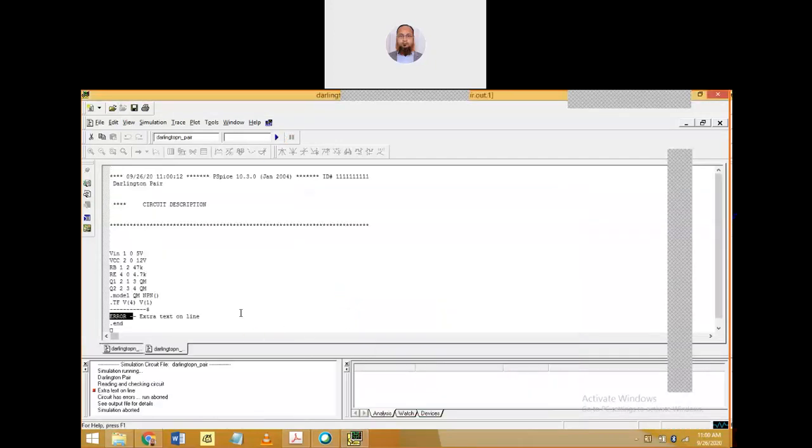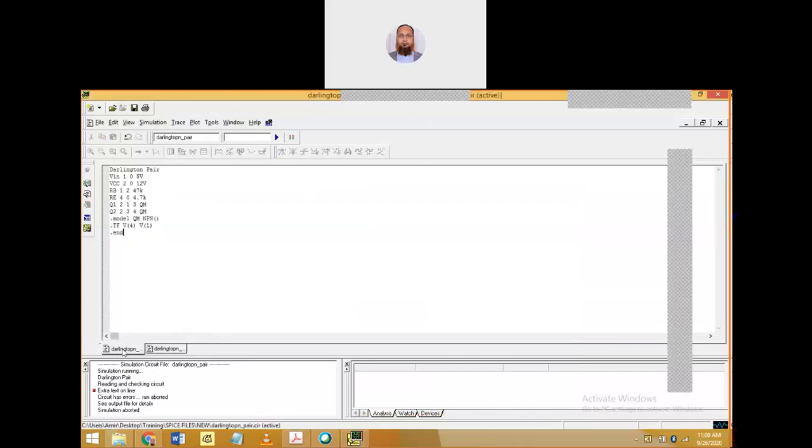Now you simulate. You see that here it says extra text online, because I have written V1 here, but it should have the same thing that we are writing here, that is the input voltage. So whatever we have written here, we should write it here. If I write it, it will be correct now, and it should give the answer.